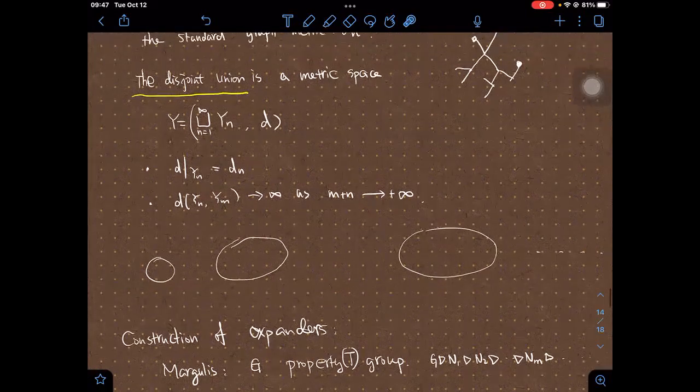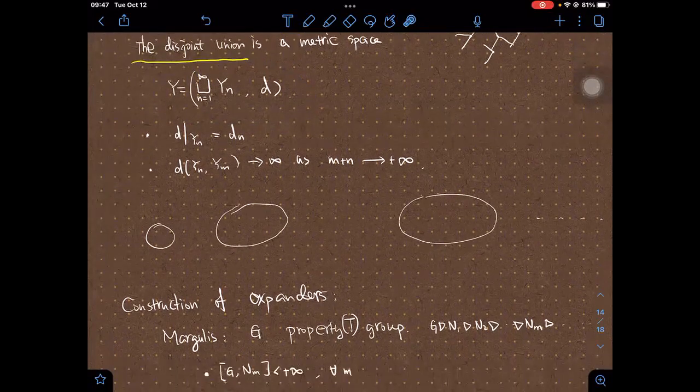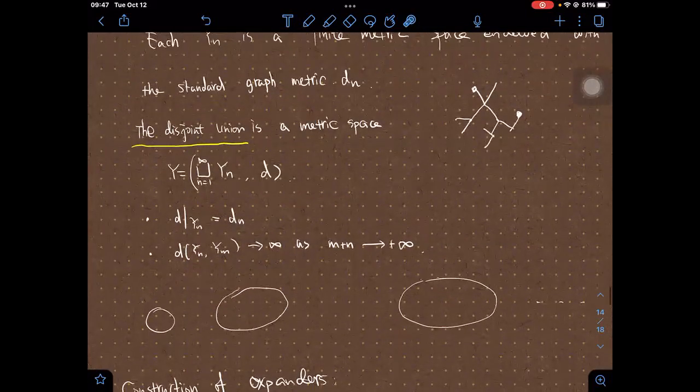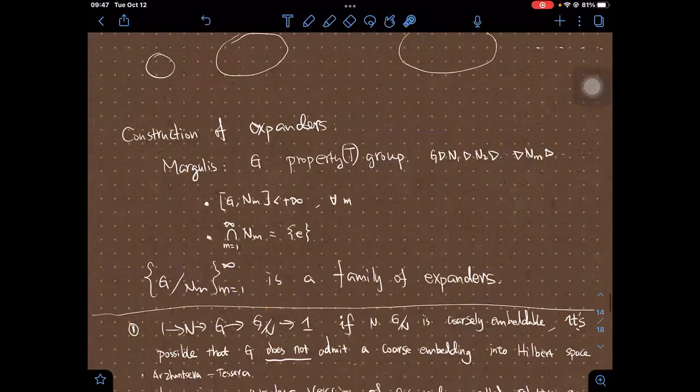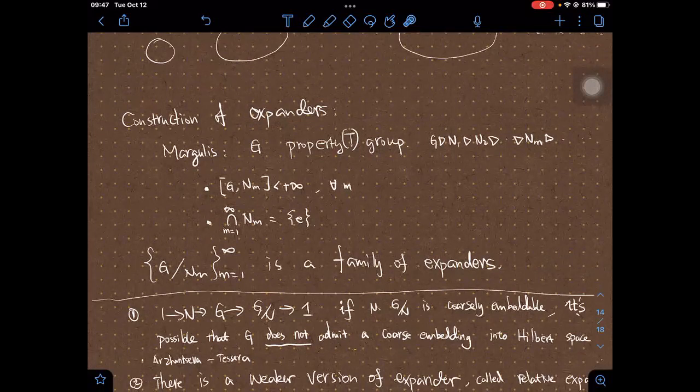Okay, and the coarse disjoint union is where you just formally put a metric on the union, and on each component it is equal to the original metric, and more importantly, the distance between those components becomes bigger and bigger. So this is the idea of the disjoint union. For the construction of expanders, the first example was given by Margulis.